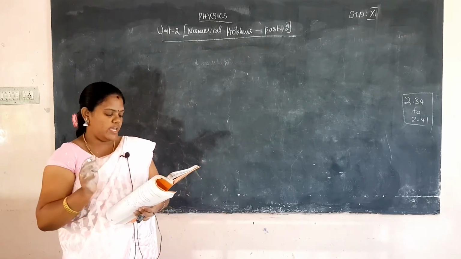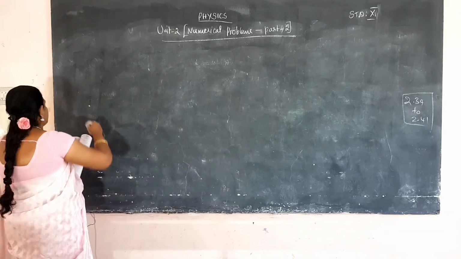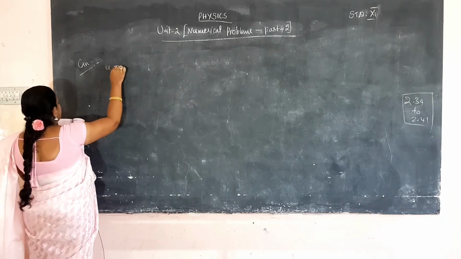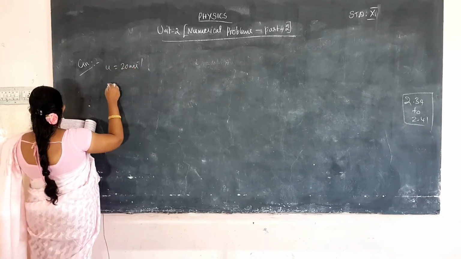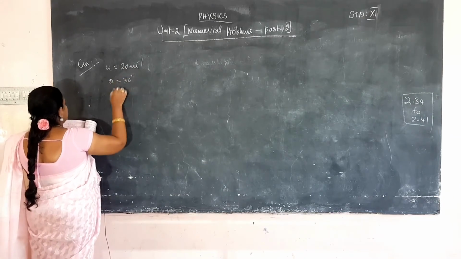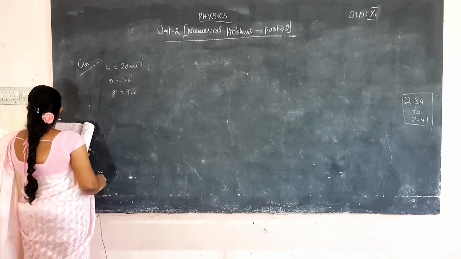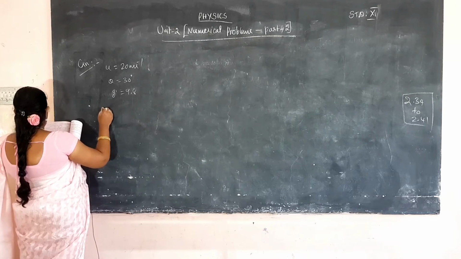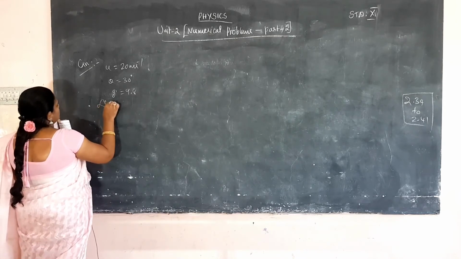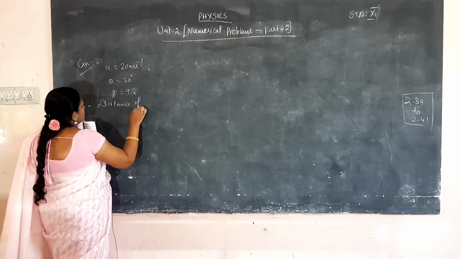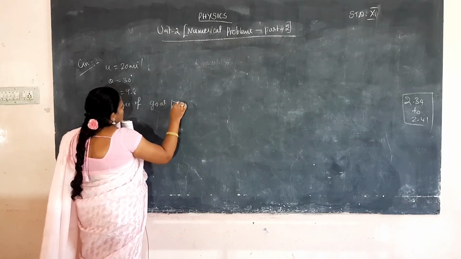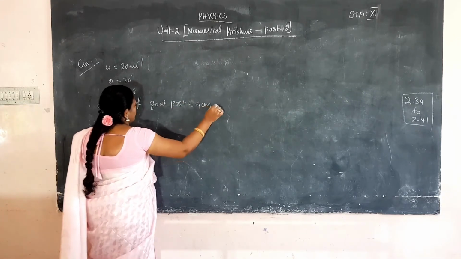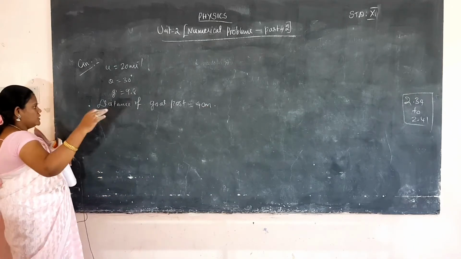So we want to calculate the range. Okay, so what are the given values? Initial speed u is equal to 20 meter per second. Angle theta is equal to 30 degree. Then g is 9.8. The distance of the goal post is equal to 40 meter. So first we want to find out the range of the ball.